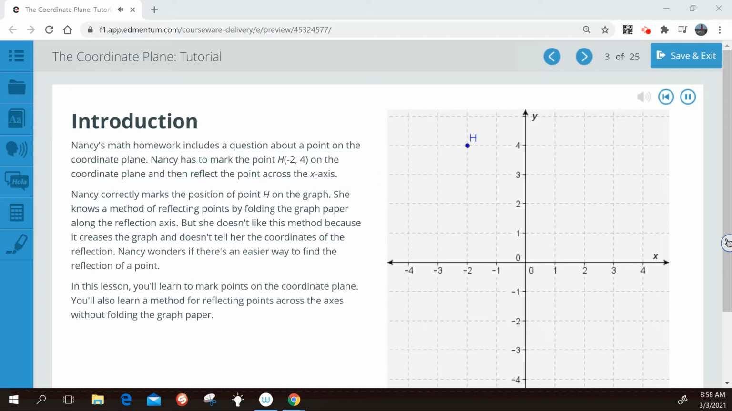In this lesson, you'll learn to mark points on the coordinate plane. You'll also learn a method for reflecting points across the axes without folding the graph paper.